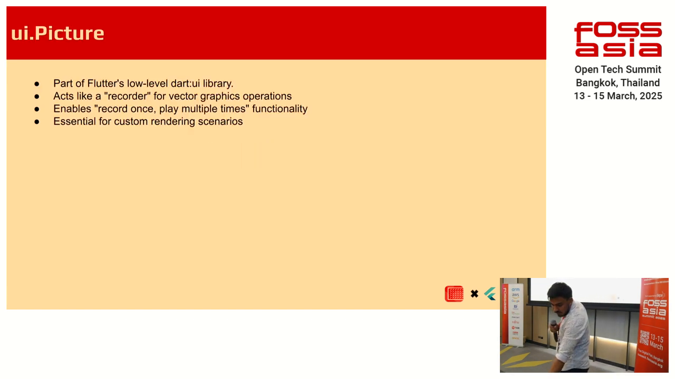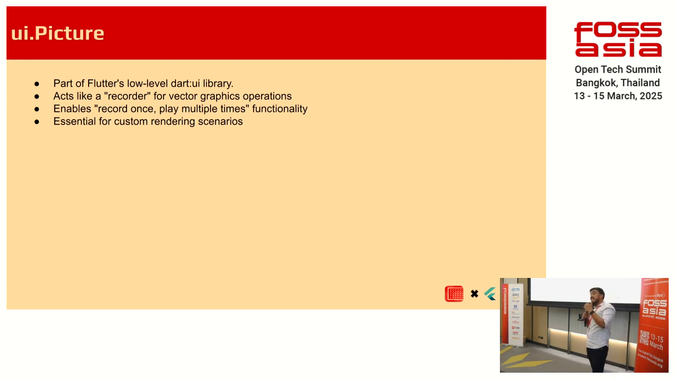So yeah, the next thing is UI.picture. UI.picture is also a low-level Dart library. How it is different from UI.image is that UI.picture can be thought of as a recorder. How do we use an audio recorder? We start the recorder, we say or sing something, and then we stop it. Then we can play it multiple times. UI.picture works in the same way. It records each vector line that we draw on the canvas and plays it back every time. So it's kind of a recorder for the images that we draw on canvas.